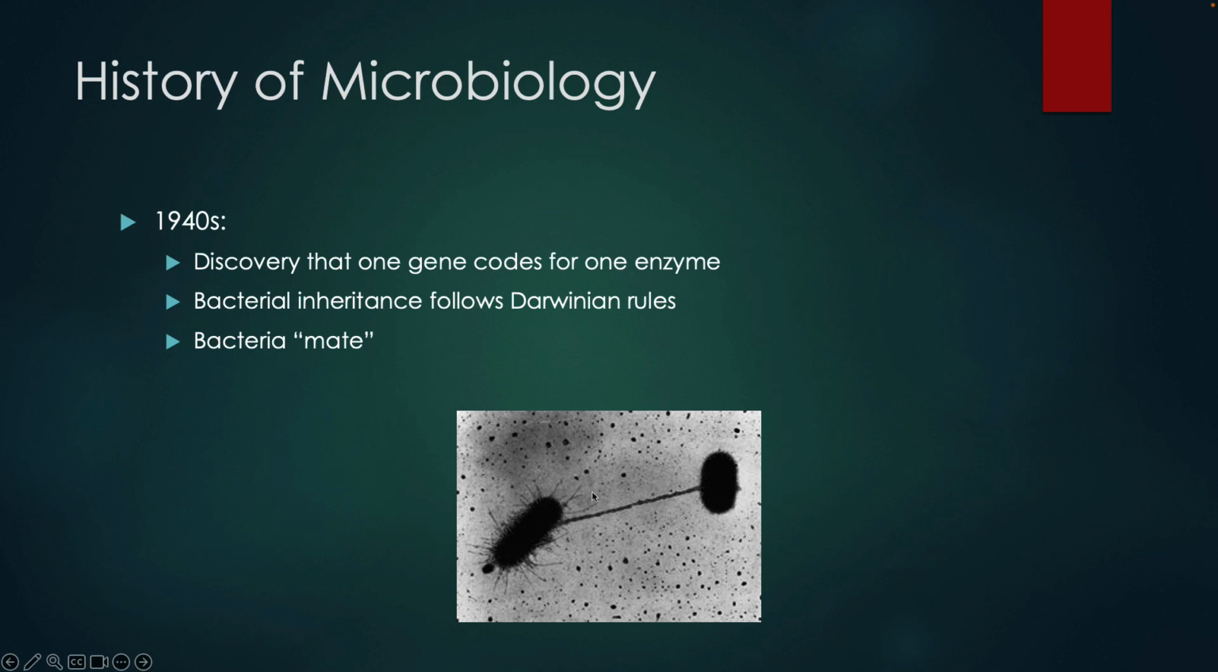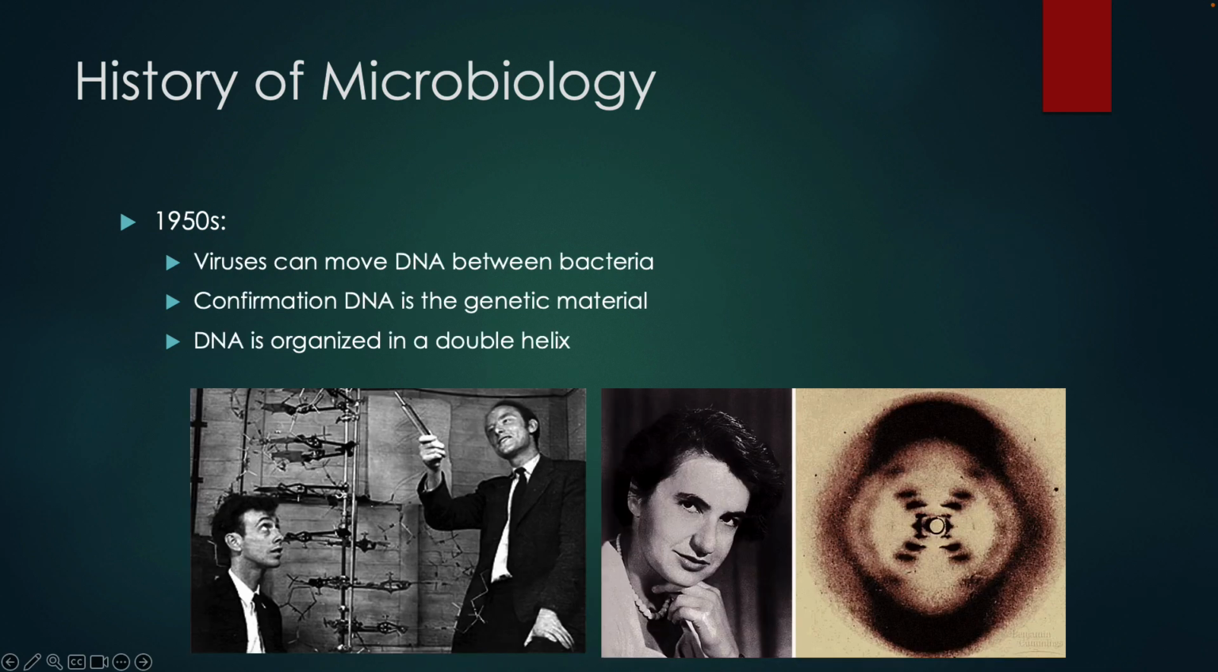It's not mating in the classic sense of sexual reproduction, but bacteria can make this structure. It's called a pilus, P-I-L-U-S, and actually pass genetic material from this cell to this cell, which again has really important implications when we start talking about antibiotic resistance. In the 1950s, scientists identified that viruses could also move DNA between bacteria. So bacteria can exchange with themselves, but viruses can also help move DNA between bacteria.